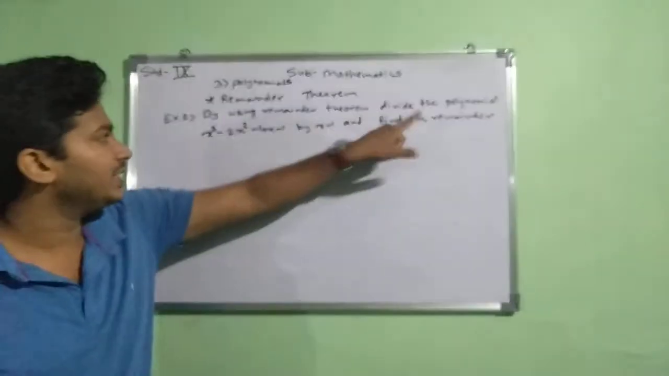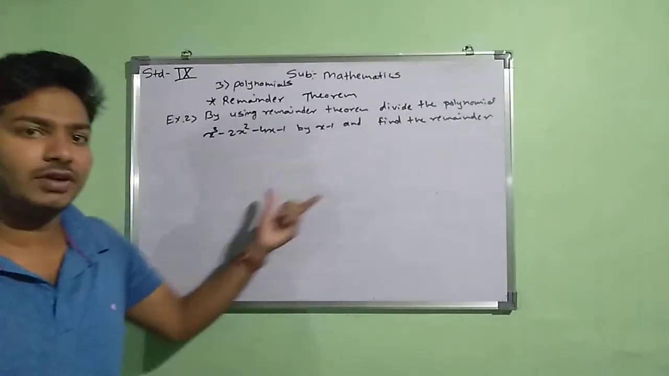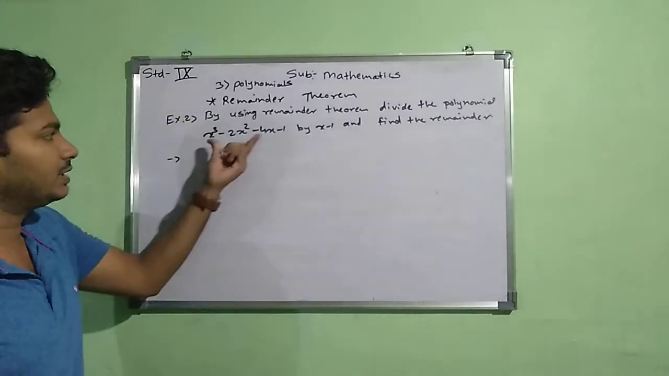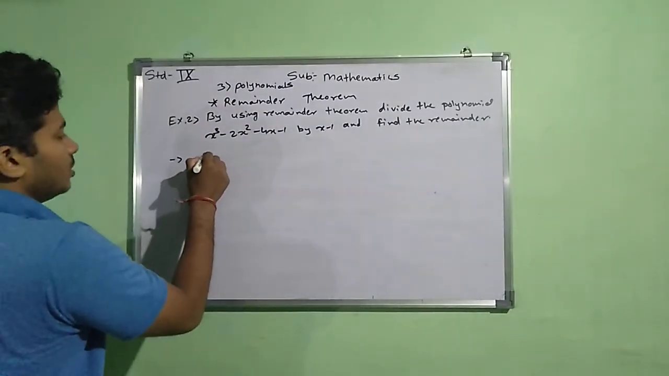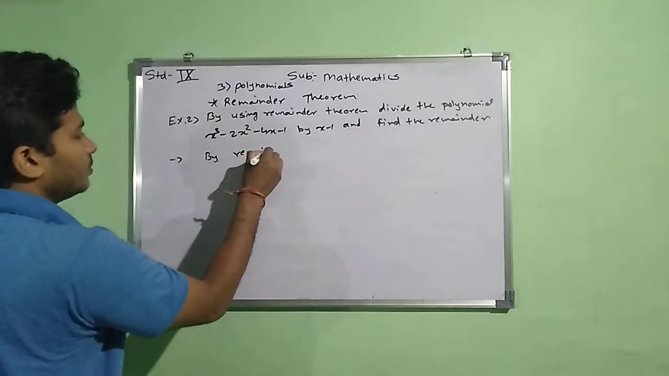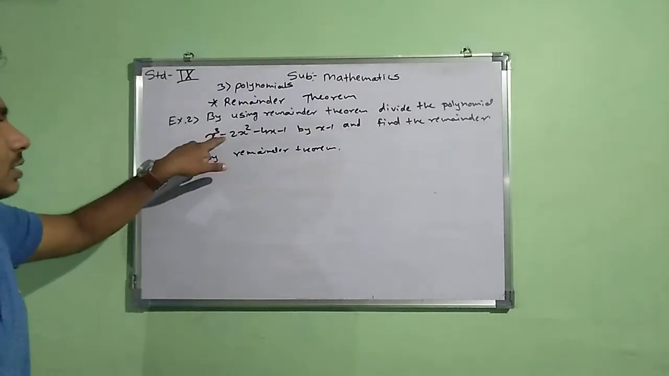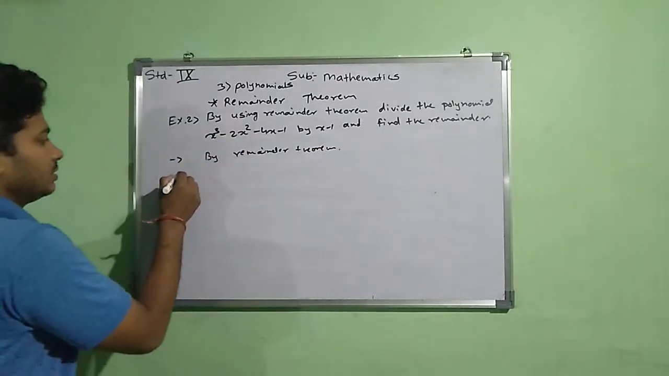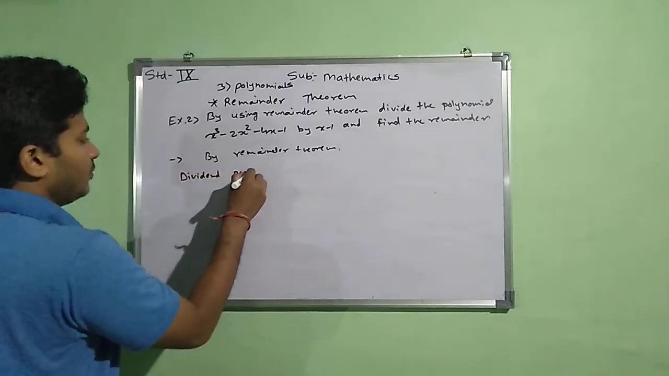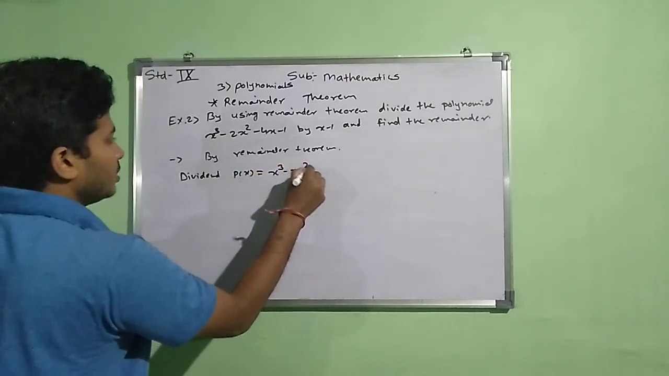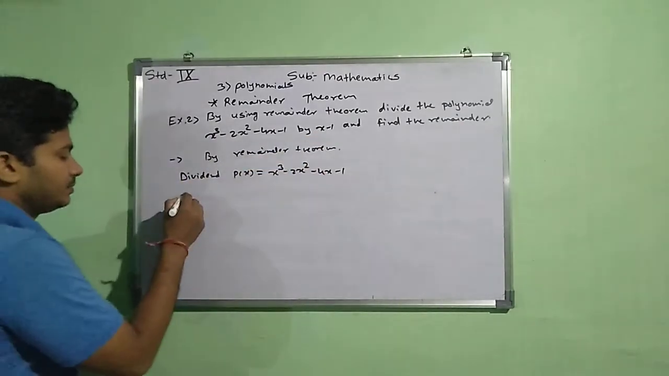By using the remainder theorem, divide the polynomial x cube minus 2x square minus 4x minus 1 by x minus 1 and find the remainder. Again we have to do the same over here. We have to divide the given polynomial by x minus 1 and find the remainder. So by the remainder theorem, this one is our dividend. P of x is equal to x cube minus 2x square minus 4x minus 1. This is our dividend. That x minus 1 is our divisor.